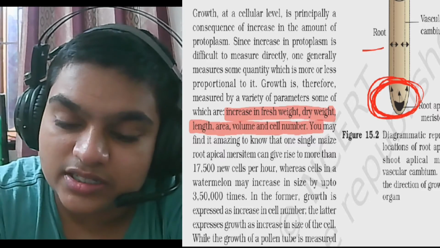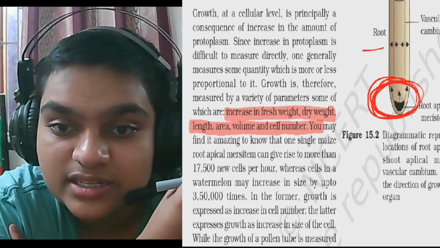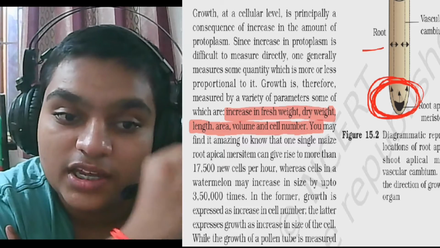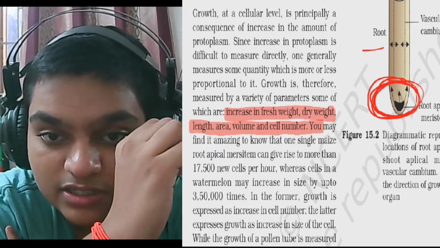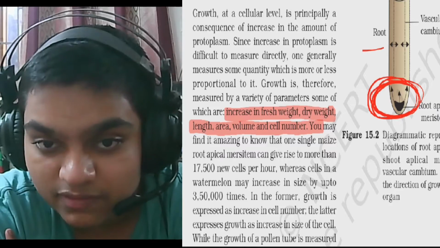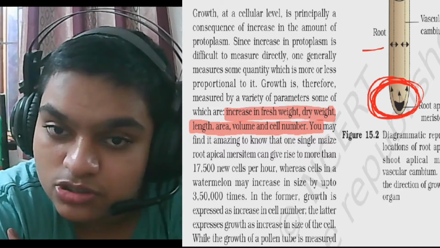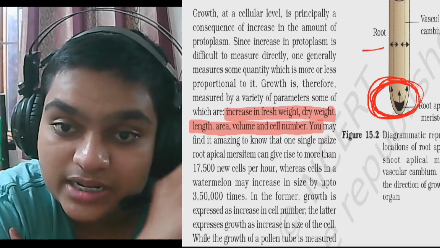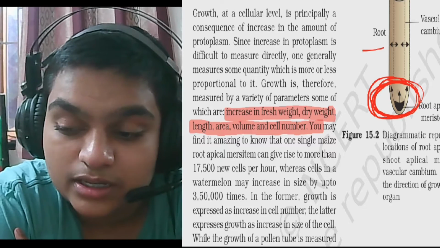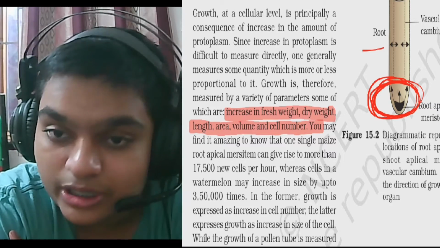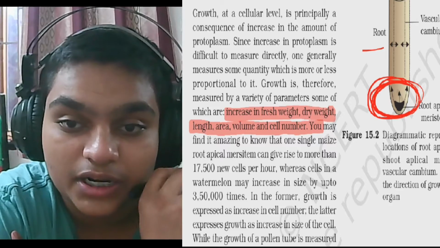If there is an increase in cell number, if the dividing cells divide and increase their number, that is also termed as growth. If the cells increase their volume, that is also termed as growth. If the cells increase their length, their area, or their weight, that is also termed as growth. The weight after removing water is called dry weight.